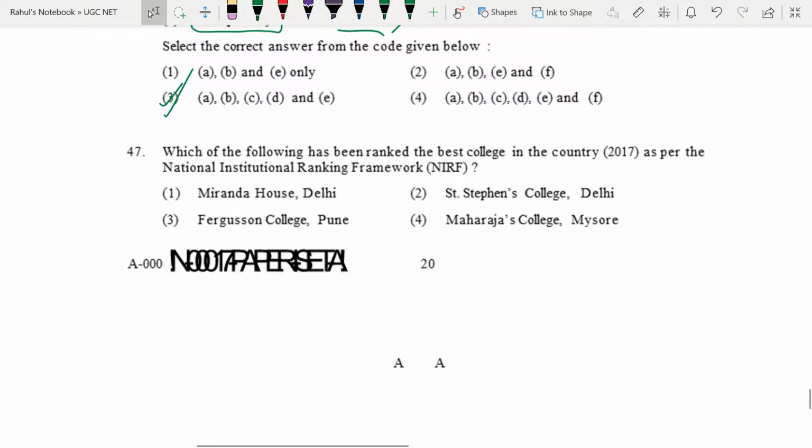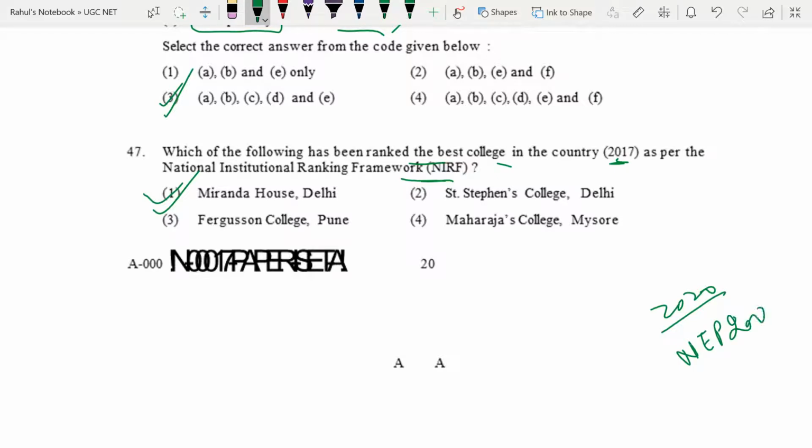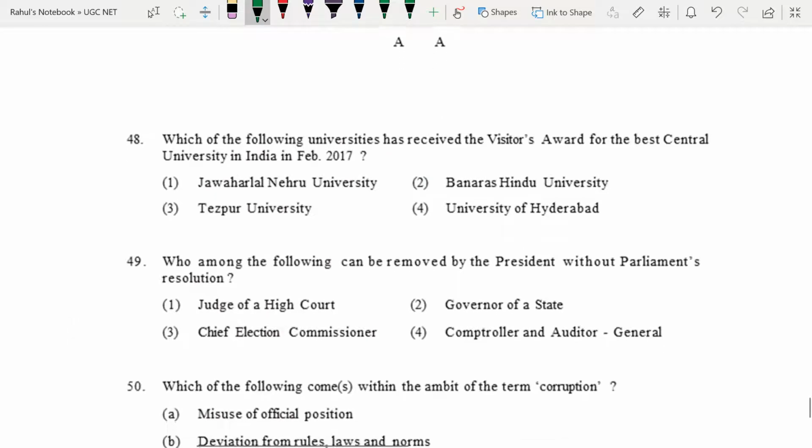The next one is, which of the following has been ranked the best college in the country in 2017 as per the National Institutional Ranking Framework, NIRF? So you just go through the GK with that, and Miranda House, I am correctly answering it. But for 2020, I am suggesting that you just read the National Education Policy 2020. There is a chance of 1 to 2 questions from this, so also see the NIRF ranking of 2020 of various colleges and universities, because they may ask such questions on the basis of previous year questions.